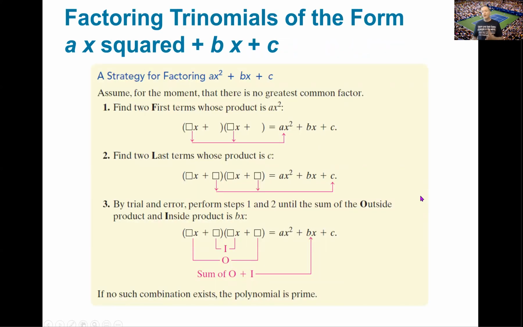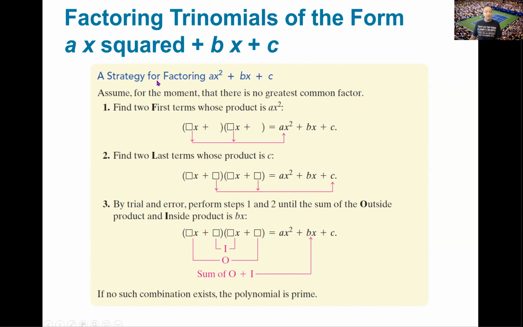Now, what if we have, instead of a 4-term polynomial where we factor by grouping, we have a 3-term polynomial? So what we're going to do in that case is this strategy for factoring ax squared plus bx plus c. So assume for the moment that there's no greatest common factor. That's what you would always first do. If ax squared plus bx plus c had some greatest common factor, you would first factor that out.